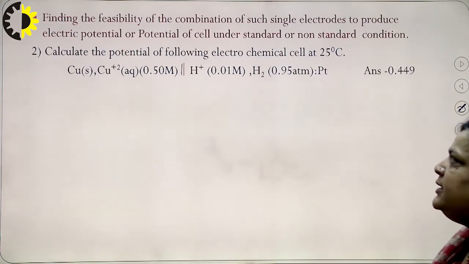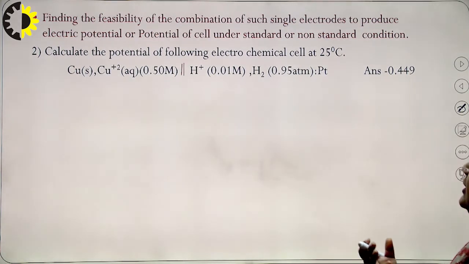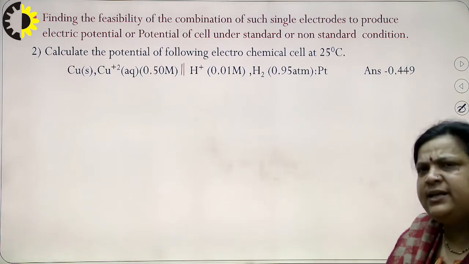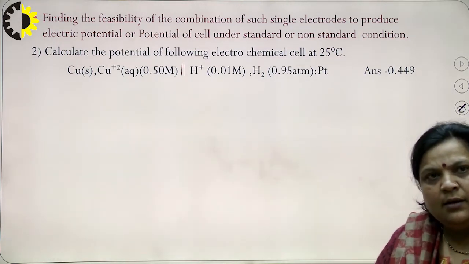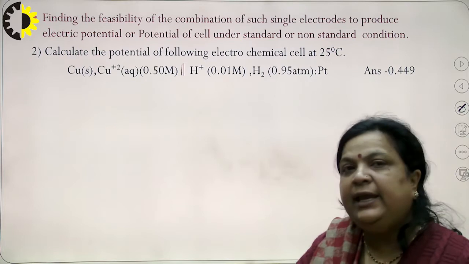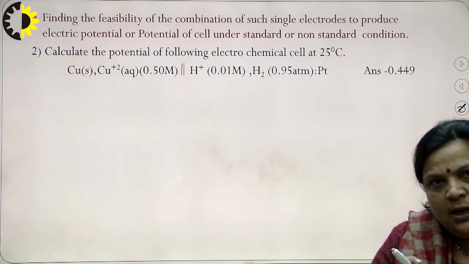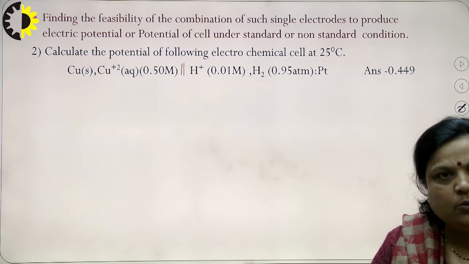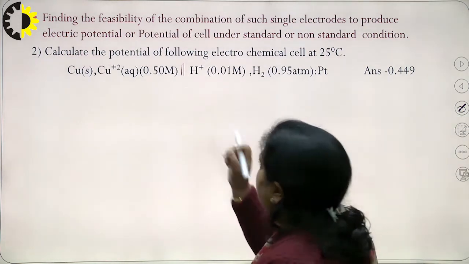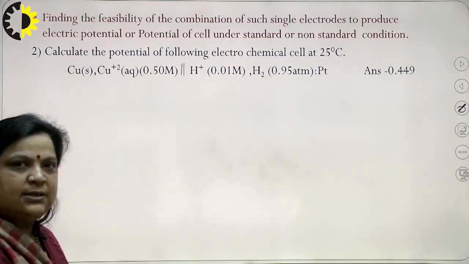Now, the second application is finding the feasibility of combining such single electrodes to produce electric potential, or we can say we can calculate the potential under standard or non-standard condition. Standard condition means if E is plus, the one which has less reduction potential will act as anode and the other as cathode. But if a non-standard condition is given, then we can calculate electrode potential with the help of the Nernst equation.